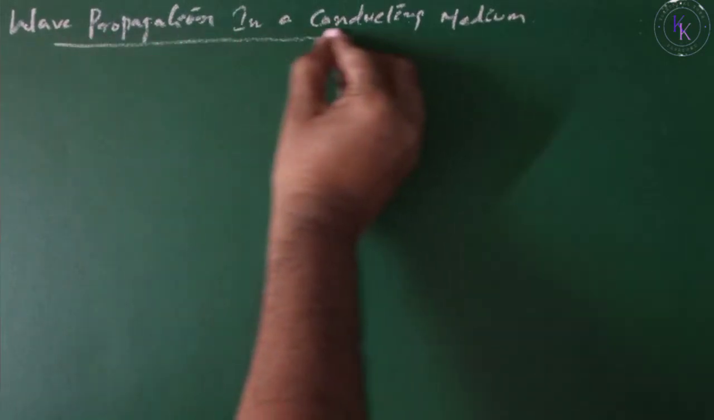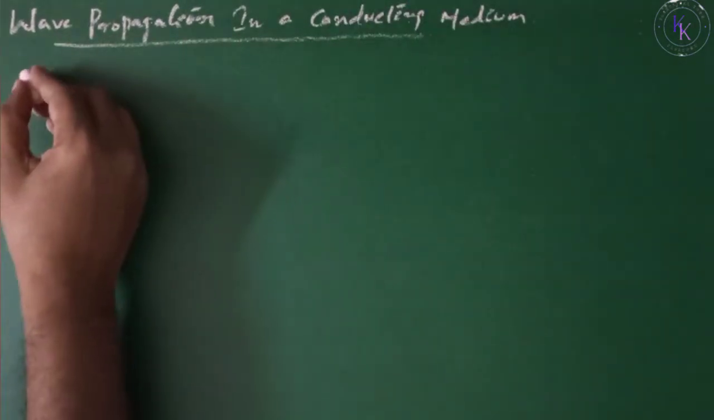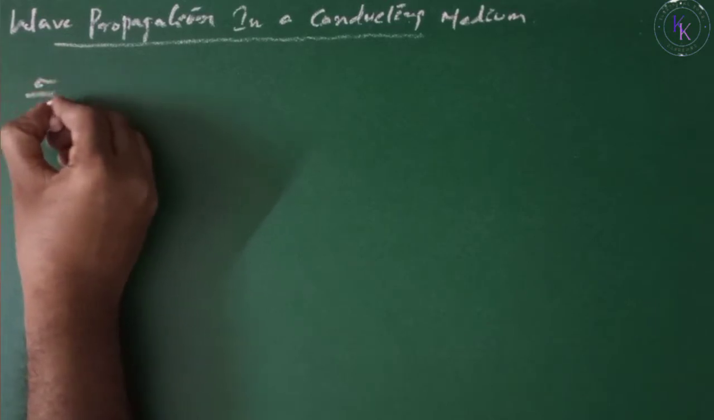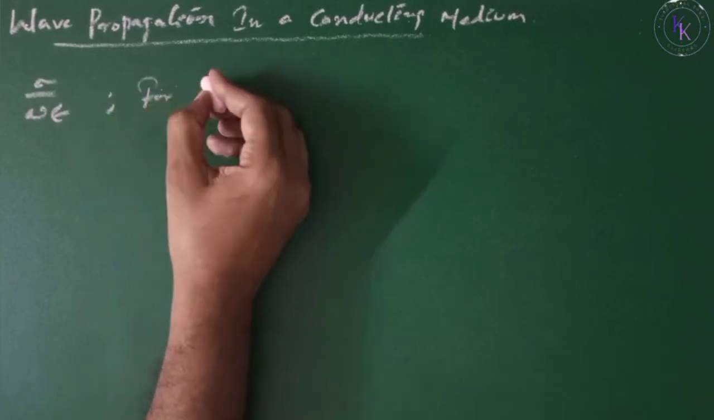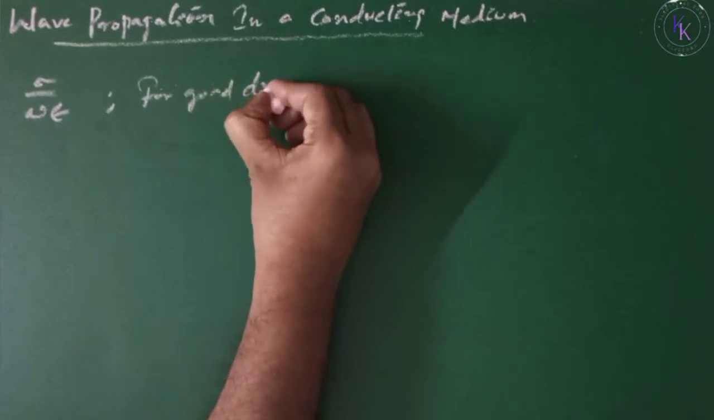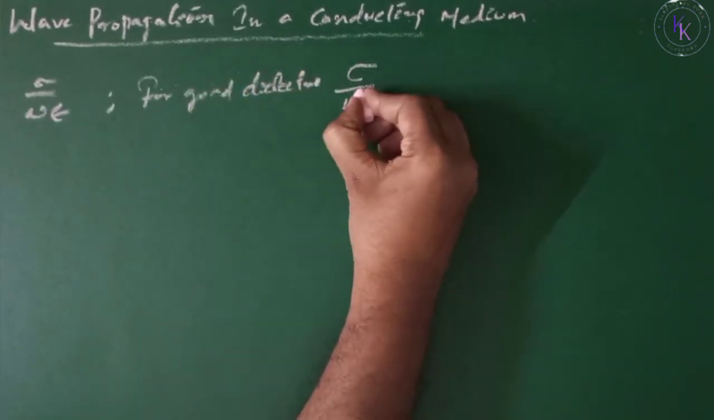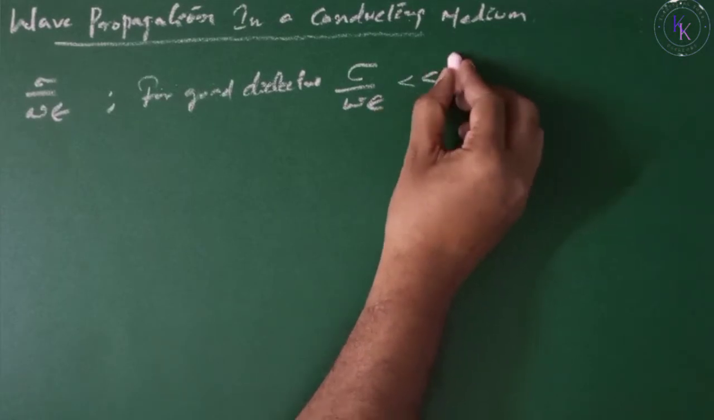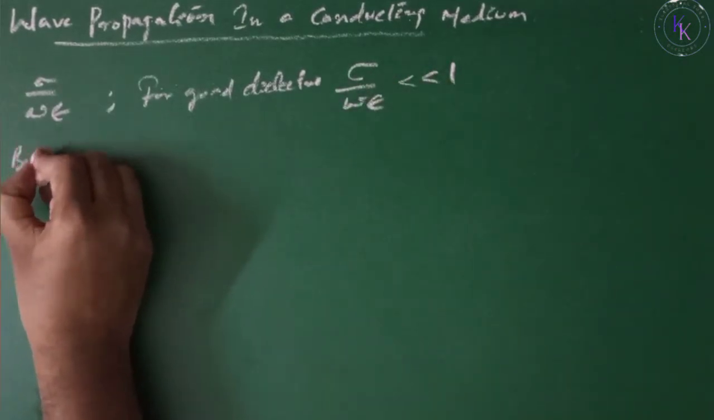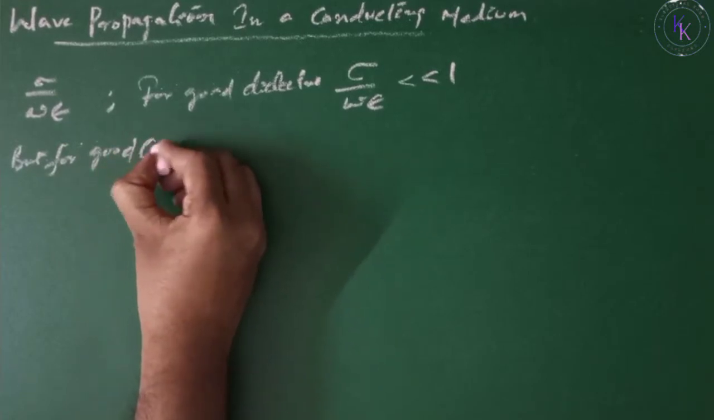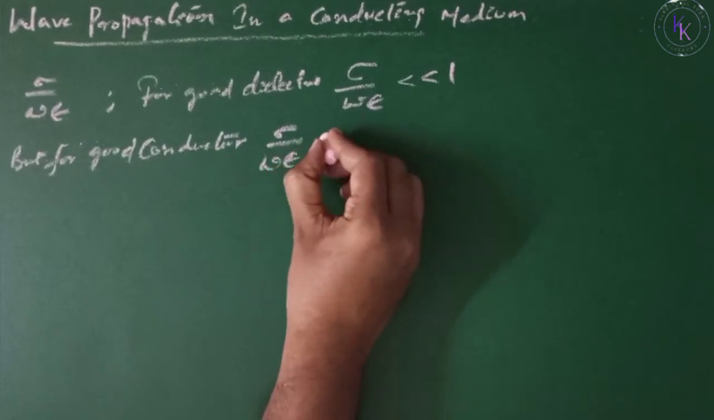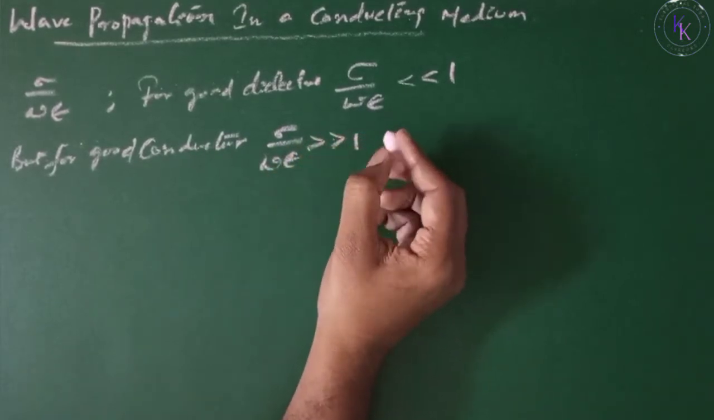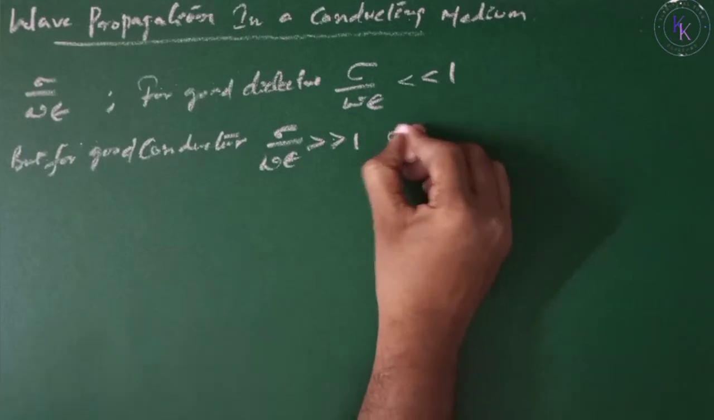Wave propagation in a conducting media. As I already studied, the loss tangent, that is sigma by omega epsilon, plays an important role in deciding whether a medium is conducting or non-conducting. For a good dielectric, sigma divided by omega epsilon is less than 1. But for a good conductor, sigma by omega epsilon is greater than 1, since the conductivity sigma is high.